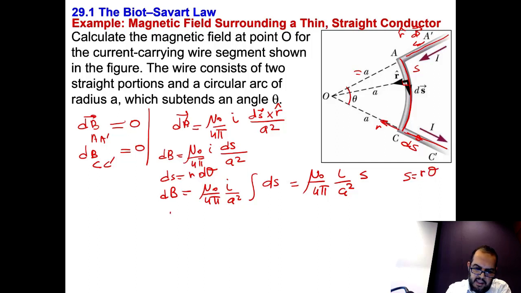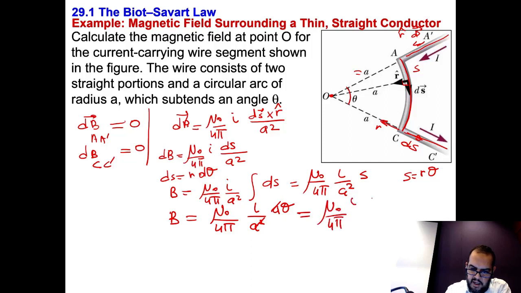So I can write that the total magnetic field B at this point O is going to be equal to mu 0 divided by 4 pi I a squared, and s is r theta, and r is equal to a, so this is a theta. So the a will cancel here, and we obtain mu 0 divided by 4 pi I theta, divided by a. Is it correct? Yes, I think so.